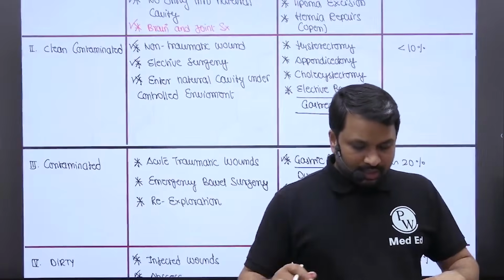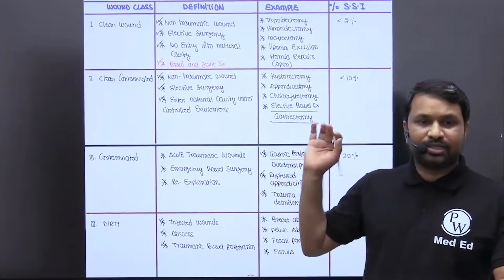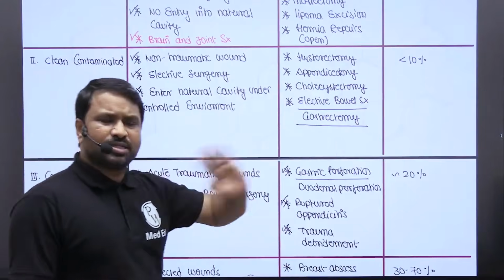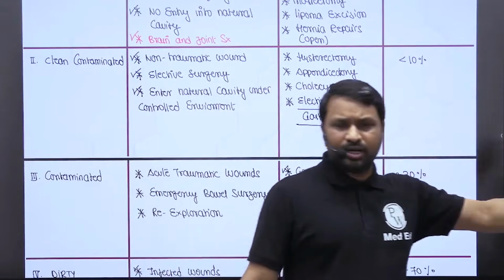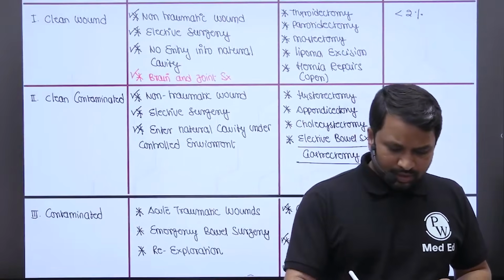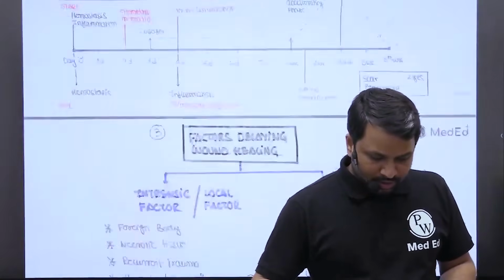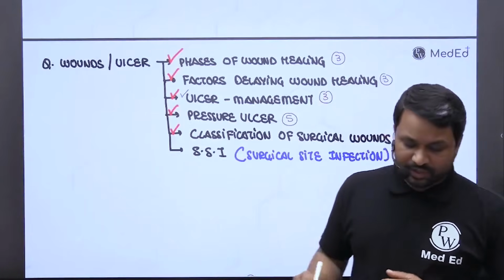So these are the classification of surgical wounds, and you have to remember this. If you put this table, your answer is sorted. Nobody is going to ask you anything beyond it. So we have completed another question from our previous exam, that is the classification of surgical wounds.